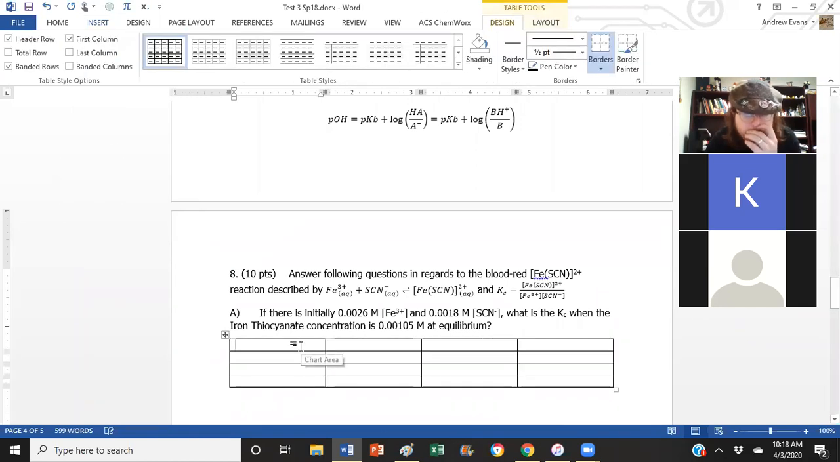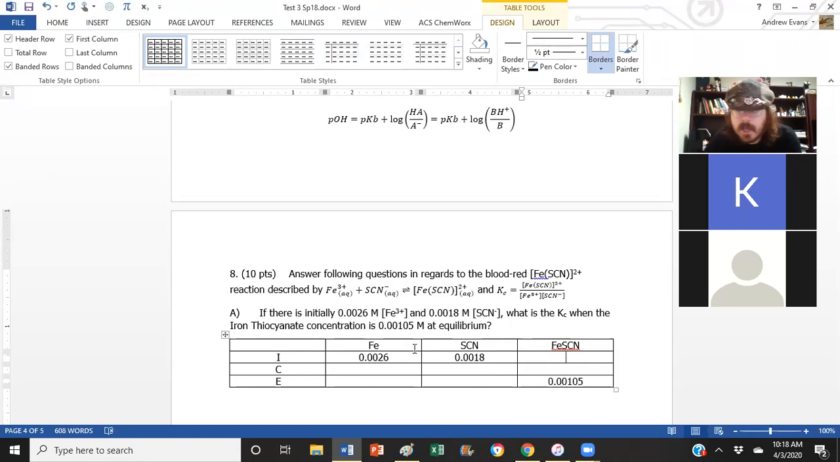Yeah, that's pretty good. Okay, so we've got our I, C, E, FE, SCN, and FE, SCN. Okay, looking at this ICE table for this one. Now, how do I know this is an ICE table right off the bat? Words like initially and equilibrium are used. Initially, I have this much iron and this much thiocyanate. At equilibrium, we have this much iron thiocyanate complex.